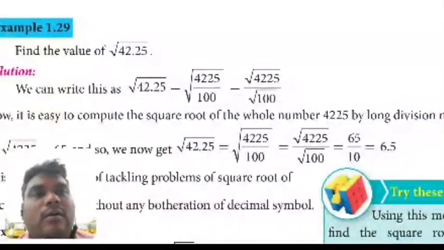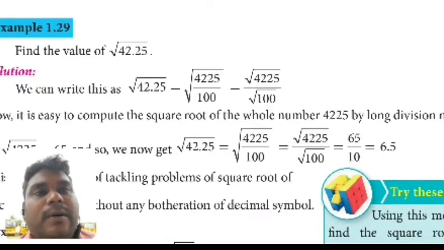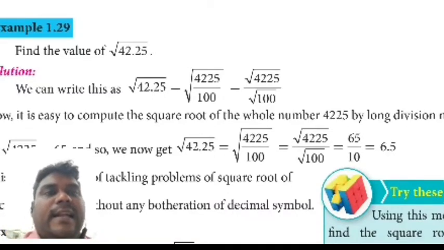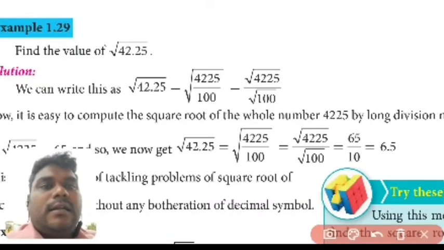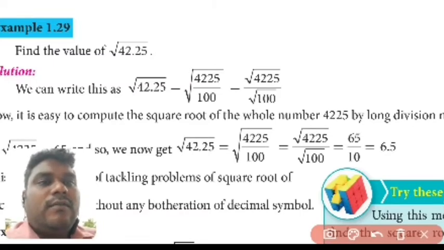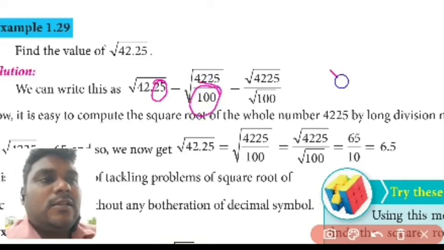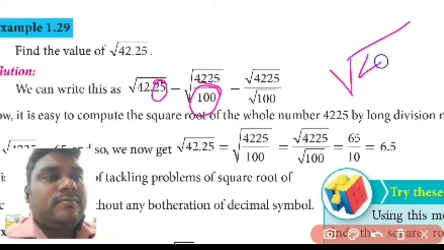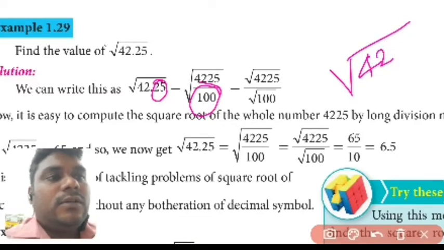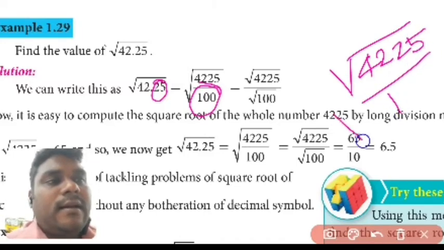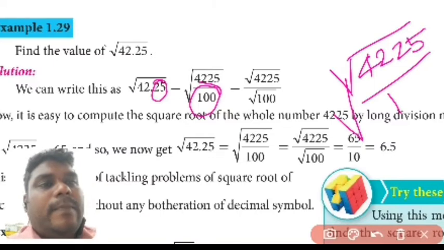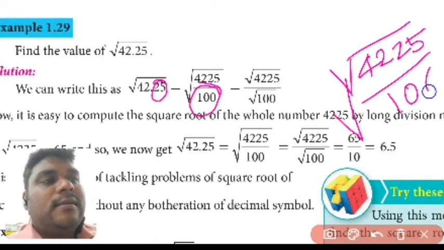So find the value of root of 42.25. We can write it as root of 42.25. That is 2 decimals, so we can divide by 100. First you write the number without the decimal: 4225 divided by 1 here. How many decimals are there? 2 decimals only, 25, so I put 2 zeros here.